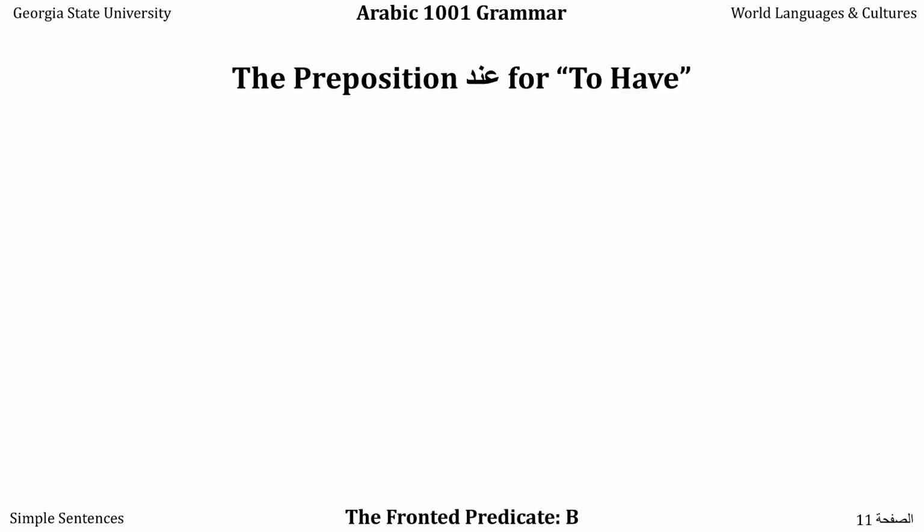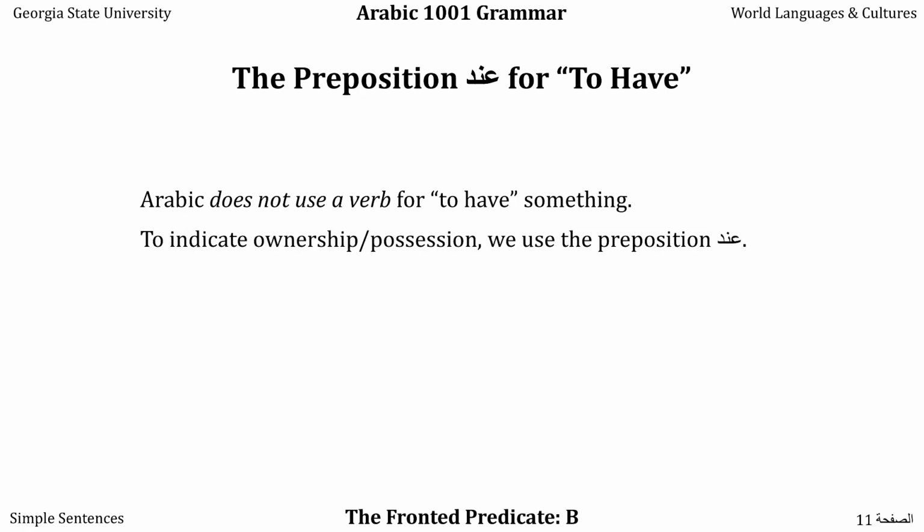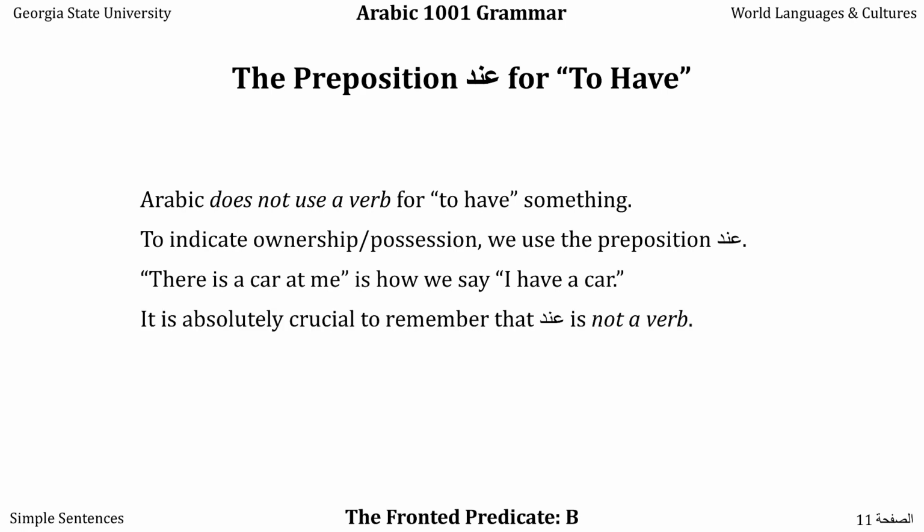So let's go over the basics of ind for to have. Arabic does not use a verb for to have something. To indicate ownership or possession, we use the preposition ind. Much later on, you will see that there is a verb for to possess, but it's very formal and it's not used in this kind of everyday context. There is a car at me is how we say I have a car. And once again, it is absolutely crucial to remember that ind is not a verb.